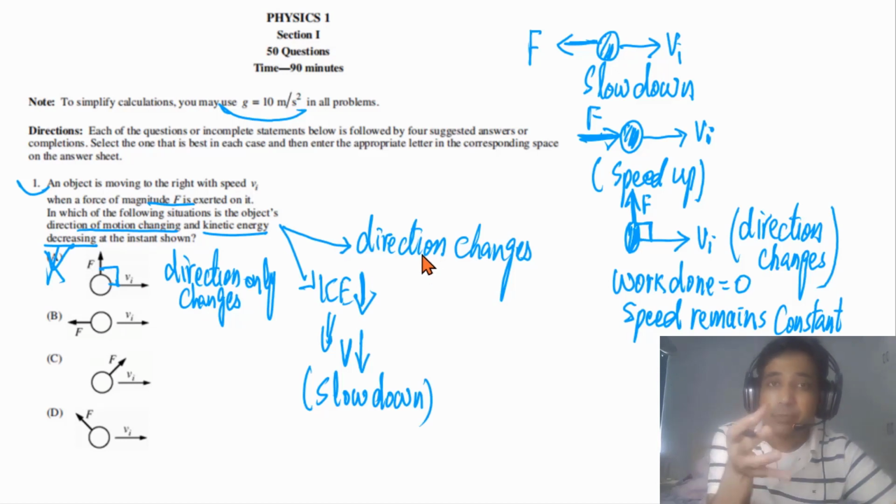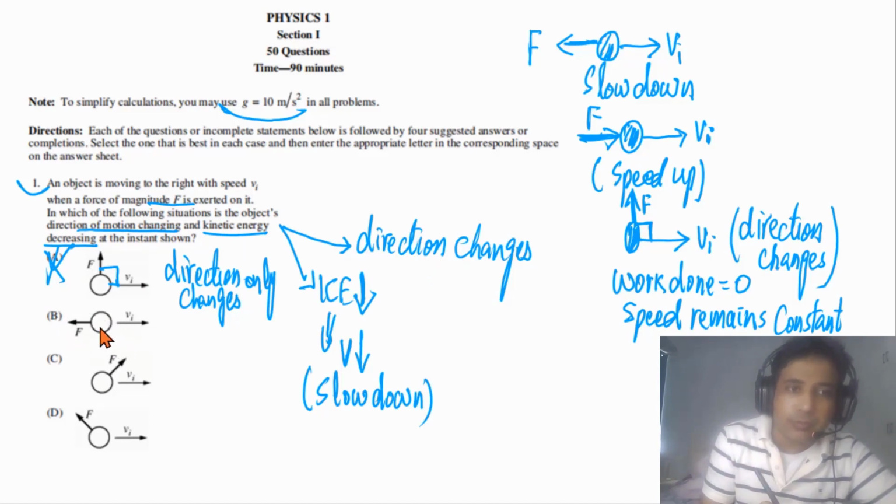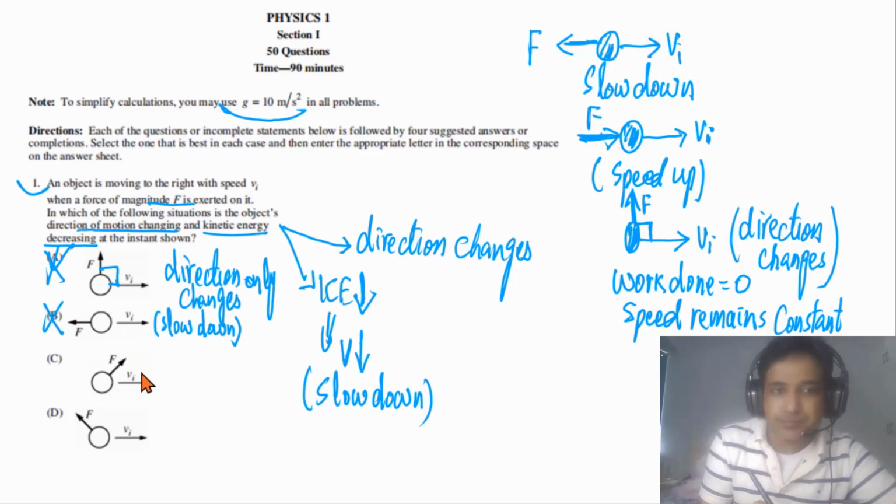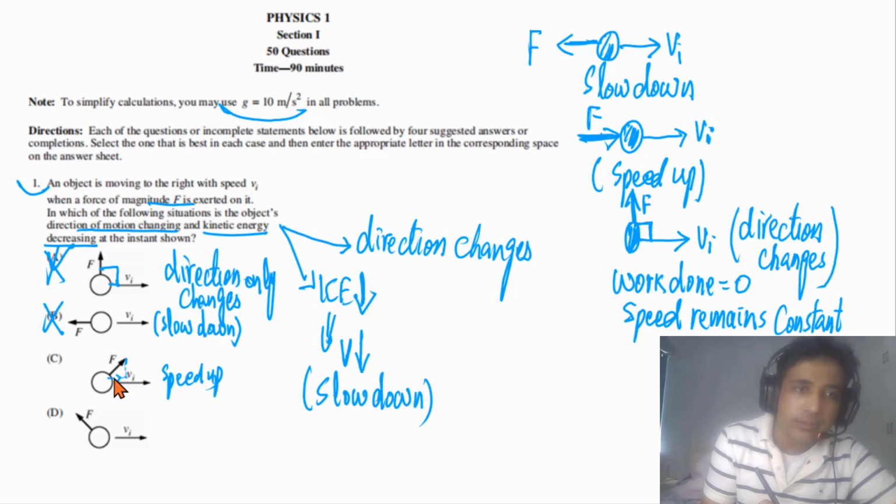Direction has to change and speed has to decrease. But if you look at option B, in this case the object will only slow down. I mean in this case speed will change, it will slow down. So this is also not the best possible answer. If you look at option C, in this case we can resolve this force into two components. So one component is in the direction of motion, meaning it will speed up. And we can draw another component here. So due to this component of force, direction changes.